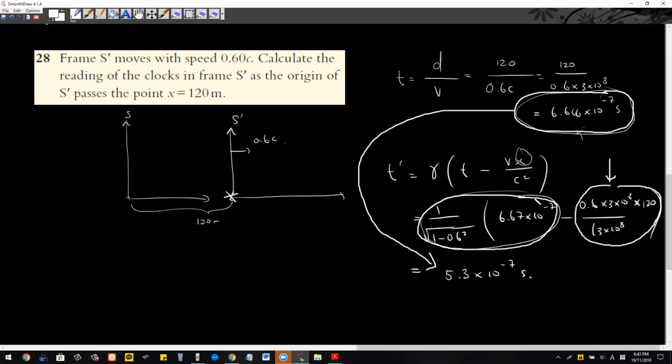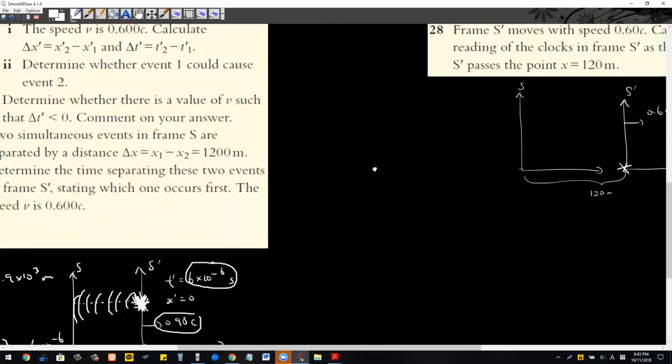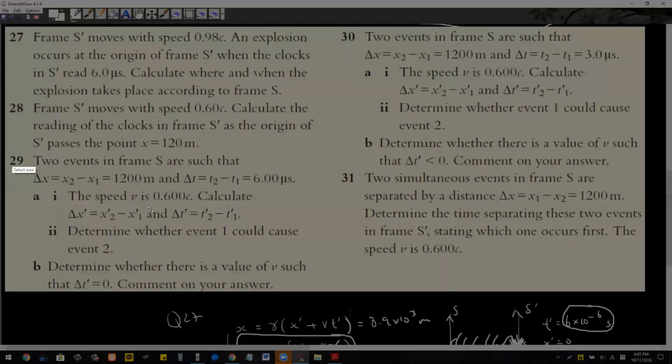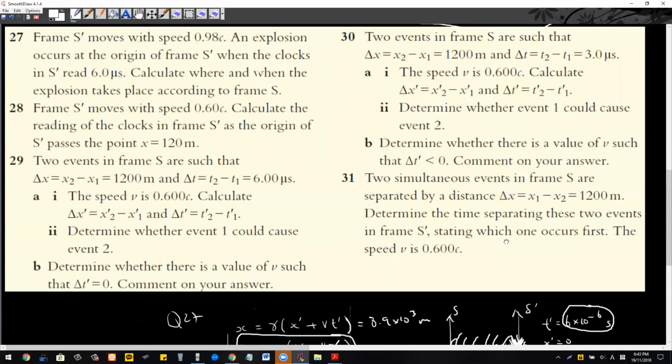Well, we're going to move on. 29. So it gets quite interesting from here.